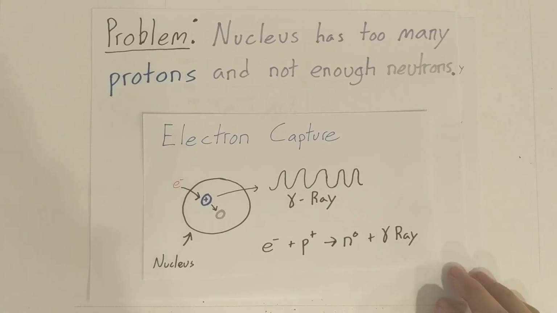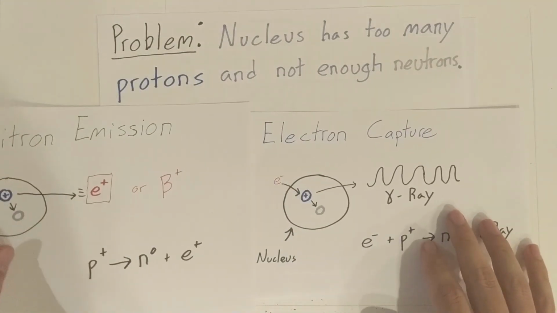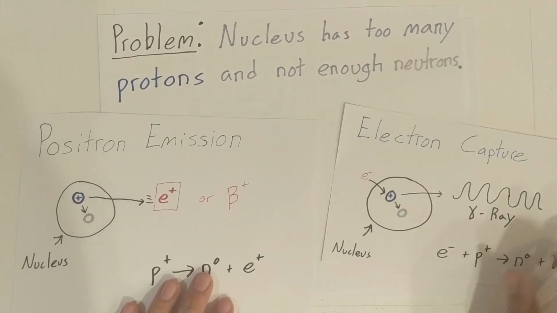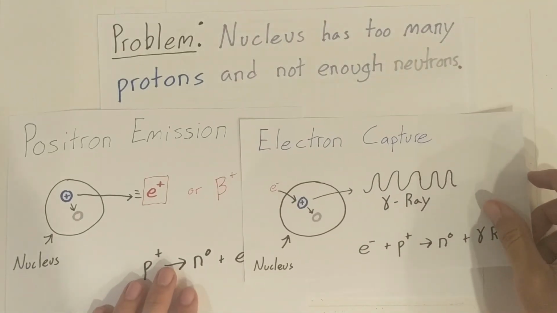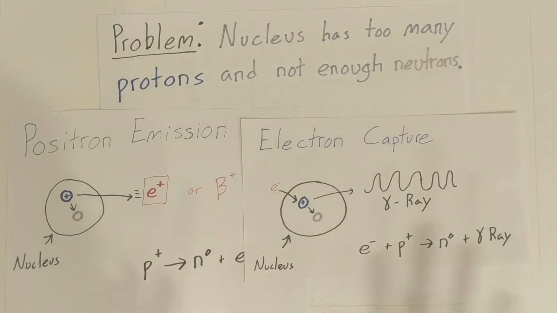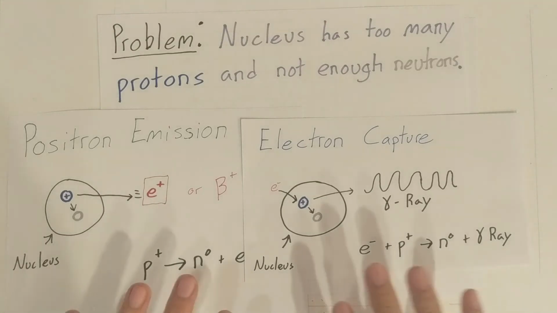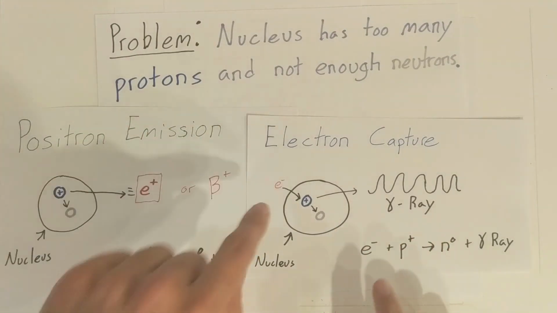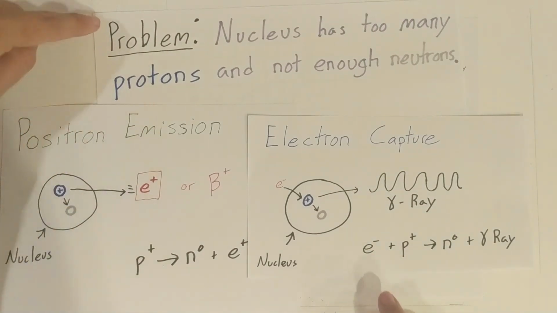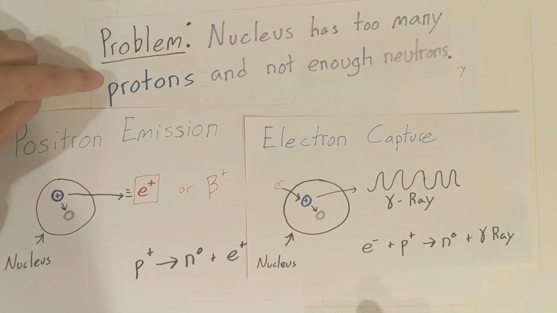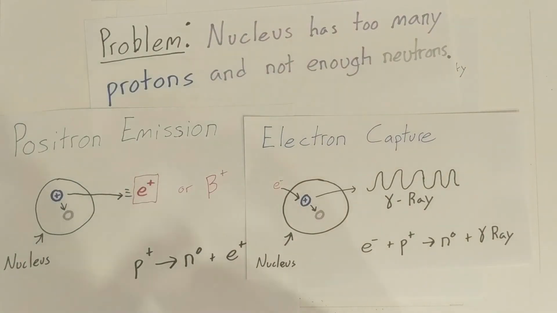You might be confused. You might say, how do I know whether positron emission happens or electron capture happens? In this class, you don't need to know when one of them happens or the other one happens. You just need to know that these are both solutions for this problem that we have here when we have too many protons and not enough neutrons to keep them all together.